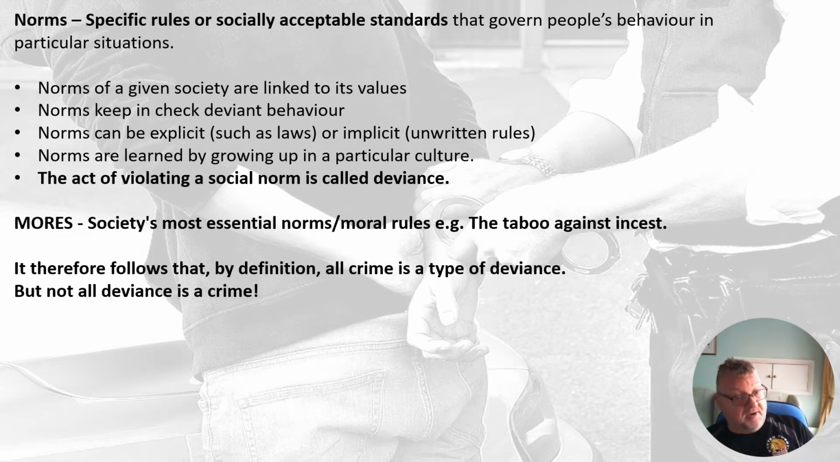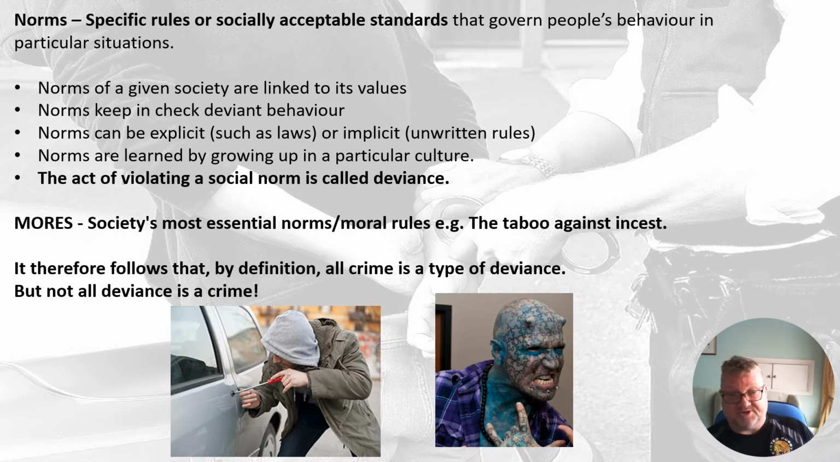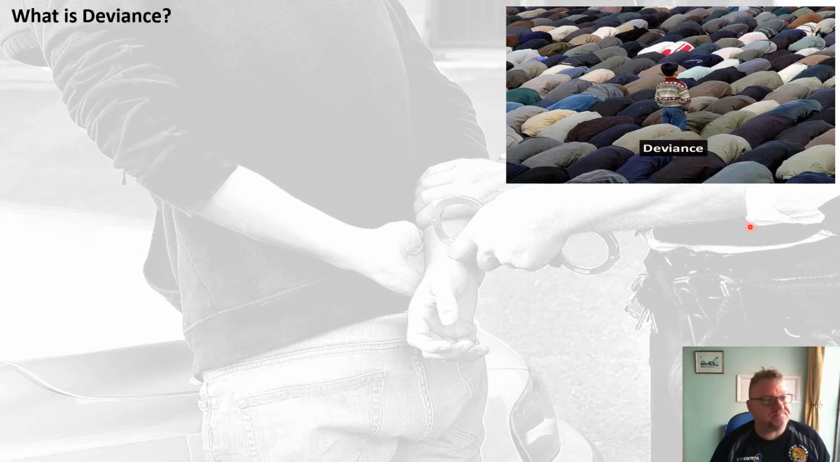So whilst all crime is deviance, not all deviance is crime. So whilst breaking into a car is illegal and is deviant and is a crime, having multiple tattoos and putting fake horns on your head isn't illegal, but it's certainly not the norm within society, so would be seen by many as being deviant. Hopefully that makes sense. Just as this would be seen as deviant as well in a different society.